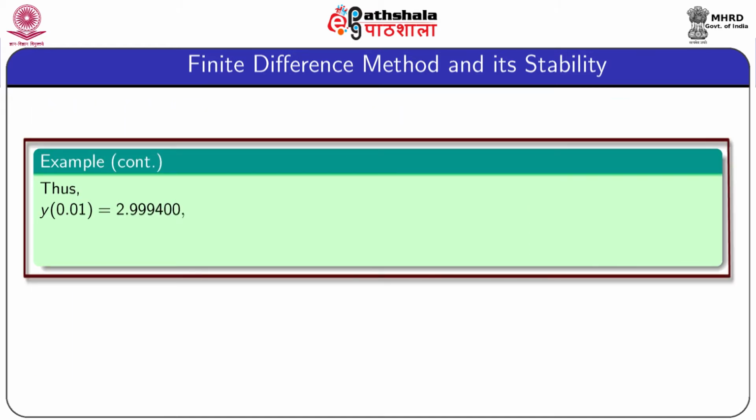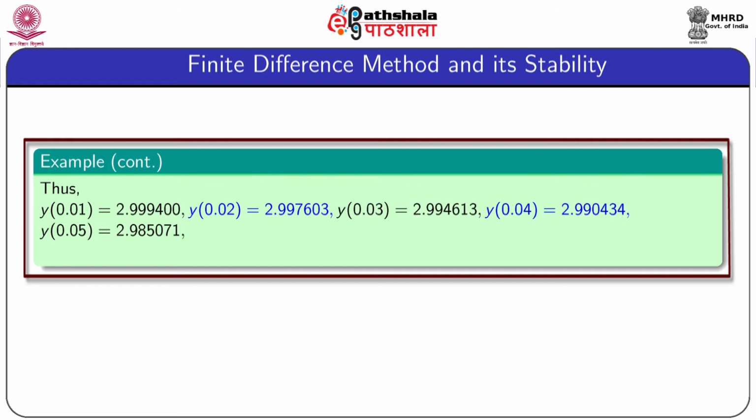Thus, we conclude that y at 0.01 equals 2.9999400, y at 0.02 equals 2.997603 and so on. These are the values of y at different values of x.